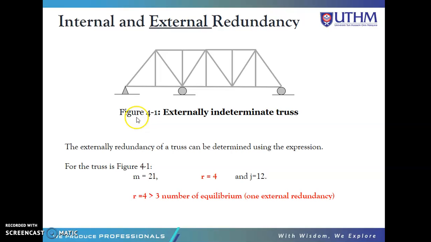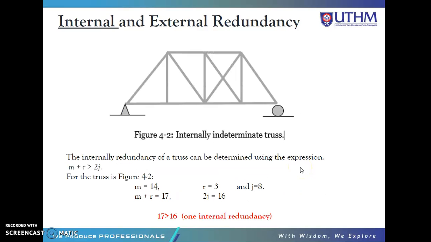This is how we calculate. First, we can find out generally whether it is determinate or indeterminate using the equation m + r = 2j. In this truss, m is 21, the number of reactions is 4, and the number of joints is 12. So it will be an indeterminate truss. To know whether it is external or internal, we look at whether the number of reactions is more than the number of equilibrium equations. So there will be one external redundancy.